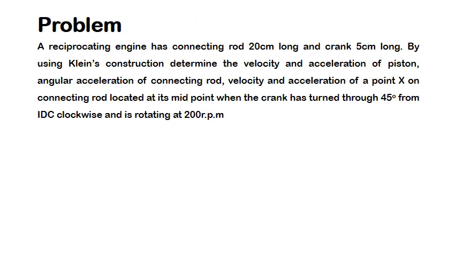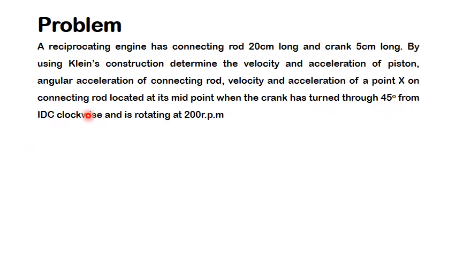So the problem statement here is there is a reciprocating engine whose connecting rod length is given to you, crank length is given to you. So what you have to find out is the velocity and acceleration of piston, and the angular velocity and acceleration of connecting rod. Not only that, you need to find out velocity and acceleration of point x. So what is this point x? This point x is nothing but a midpoint of connecting rod, and you need to determine all these values when crank has turned by 45 degree from inner dead center.